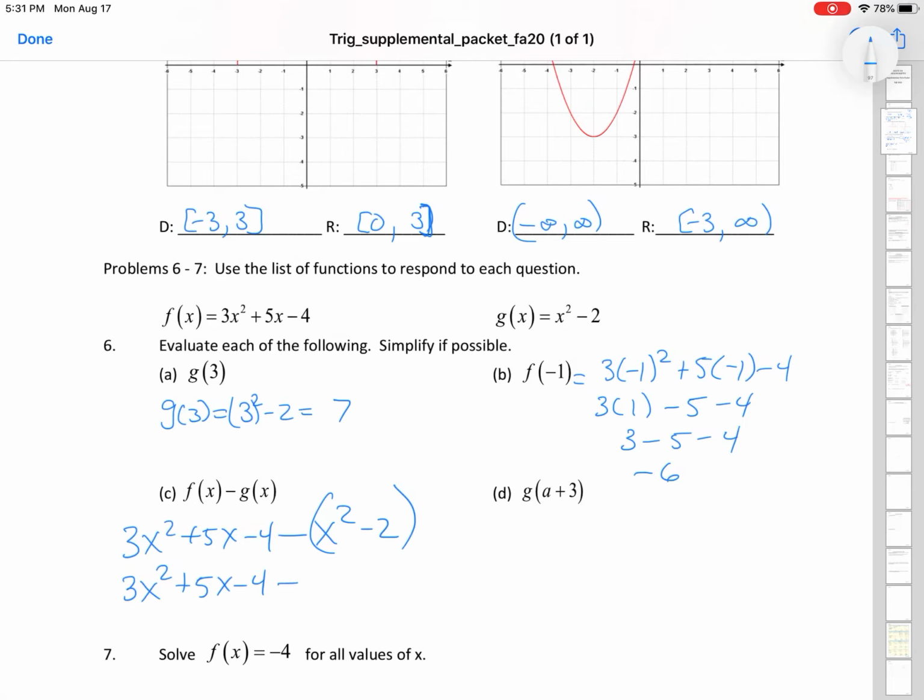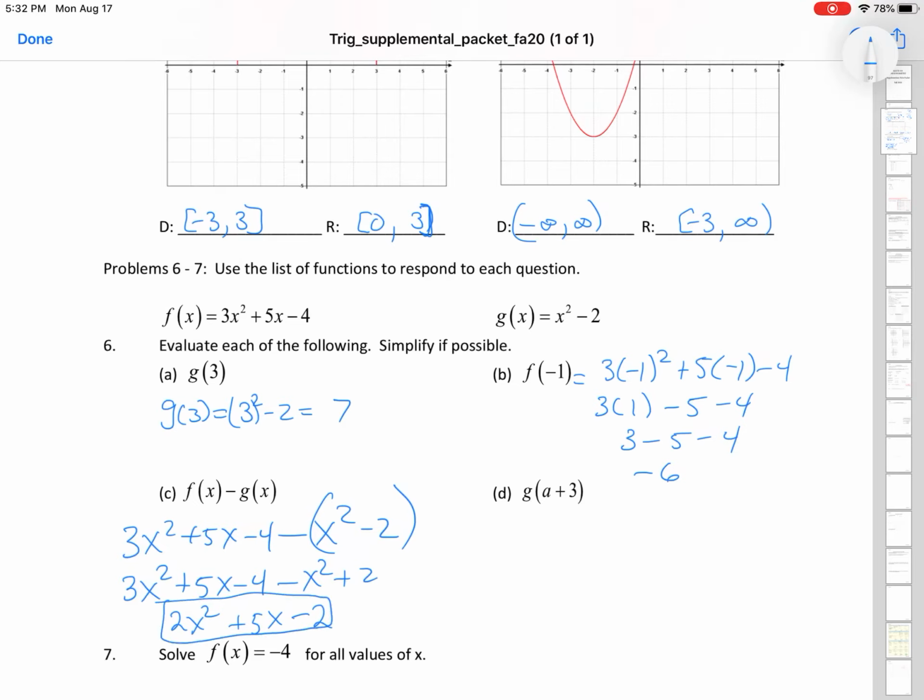We got that guy, minus x squared plus 2. And so we do get the 2x squared. And we have this 5x that's coming along for the ride. But a -4 and a 2 is a -2. And that's what we should have in that process.